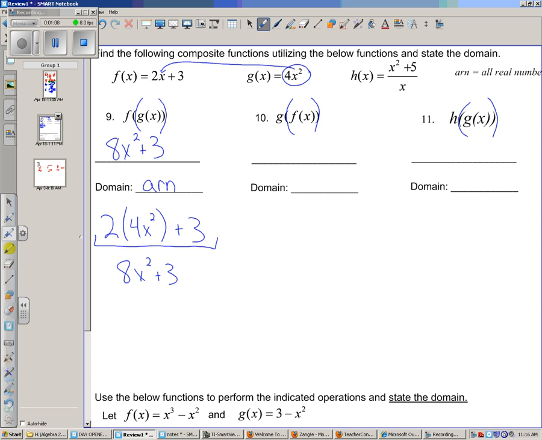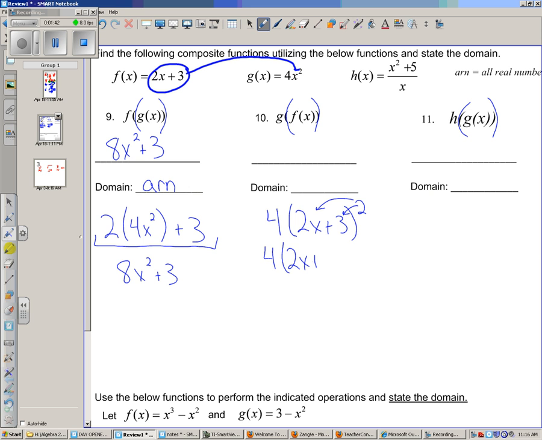On number 10, this time it flips. This time I want to take F and put it into G. So the 4 is still there, but instead of x being squared, I'm going to have 2x plus 3 squared. Now this one I talked about in a couple of classes. These parentheses are there. There's a 4, and then there's the exponent of 2. The 2 gets the parentheses first, but you cannot just distribute the 2 in because there's addition in there. Instead, we're going to have to do what the squared really wants, which is to take 2x plus 3 times 2x plus 3.